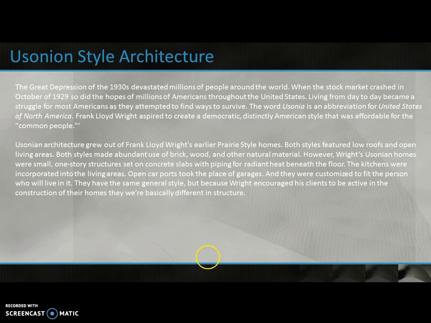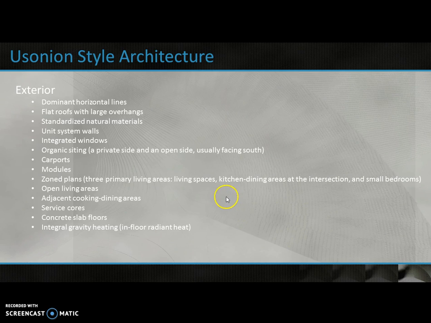Open carports took the place of garages, and they were customized to fit the person who would live in it. They have the same general style, but because Wright encouraged his clients to be active in the construction of their homes, they were basically different in structure and features.